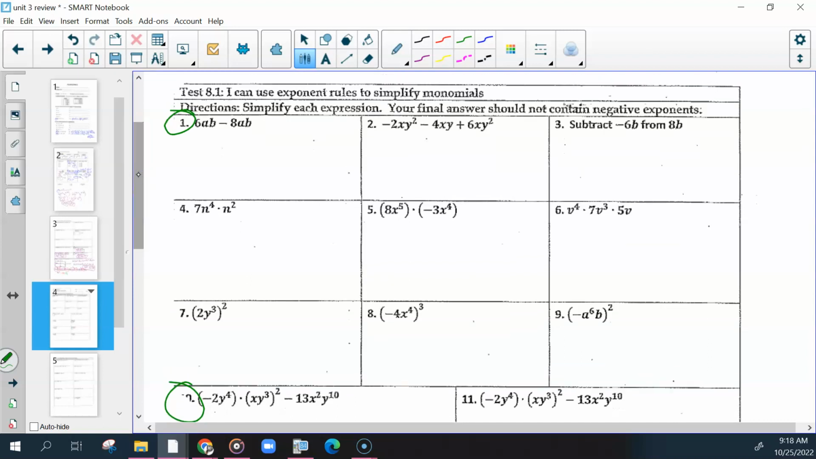For number 1, if we're simplifying this, we don't have any exponents, and we're subtracting. So what would that become? Negative 280.